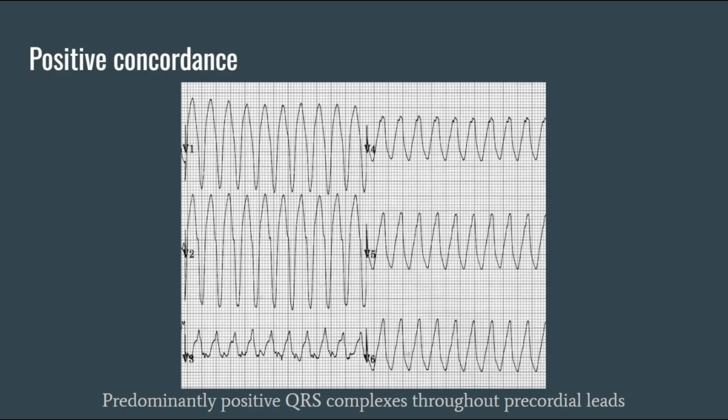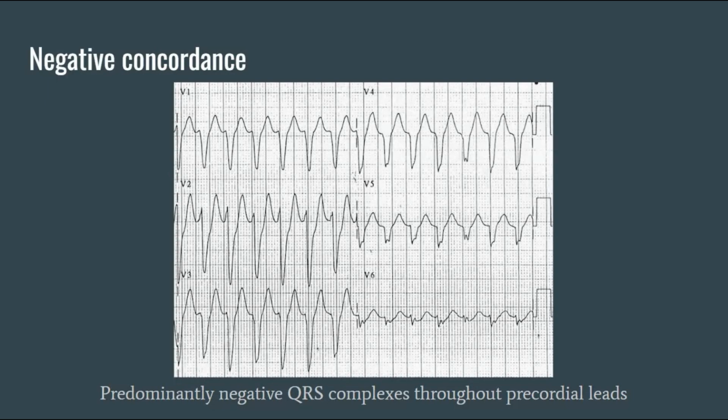Here is an example of predominantly positive QRS complexes throughout the precordial leads. Notice how all the QRS complexes in leads V1 to V6 are entirely positive without any RS complexes. Next, we have an example of predominantly negative QRS complexes throughout the precordial leads. In this case, leads V1 to V6 show completely negative QRS complexes, creating a QS pattern.